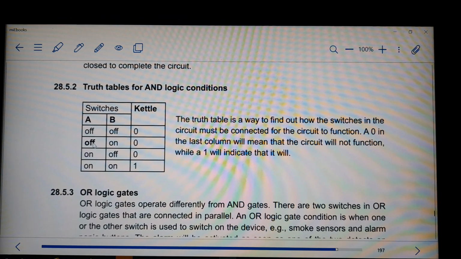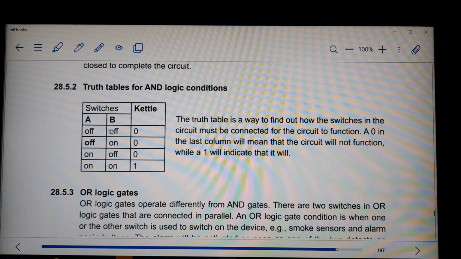So if one is off, it's 0, and one is on, it's 1, we will still get 0, because for an AND gate we need both to be on. One is on, one is off, the output will be 0. But if the two are on, 1, 1, then this one will be on as well, it will be 1. Remember, 1 means on and 0 means off.